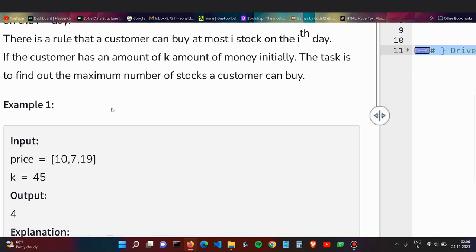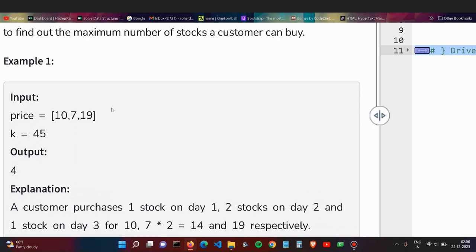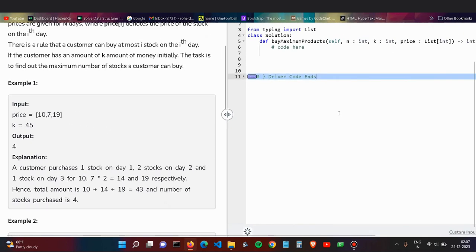Now the main question is how will we find out how many stocks we have to buy on a particular day. We are going to sort them. Only sorting the values won't help because we need to keep track of the number of days. For example, if we sort this, 7 comes first, but 7 is the second day. So how will we understand that? We will give a representation here.